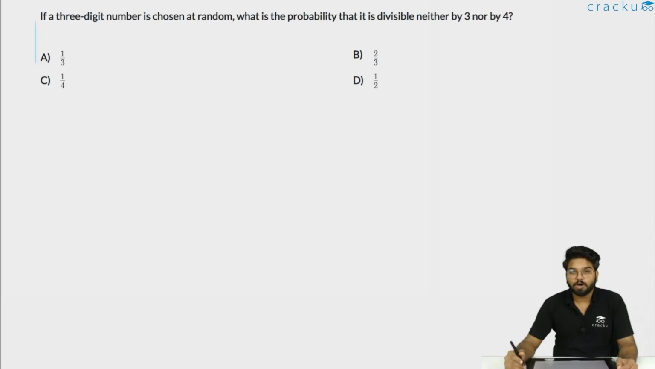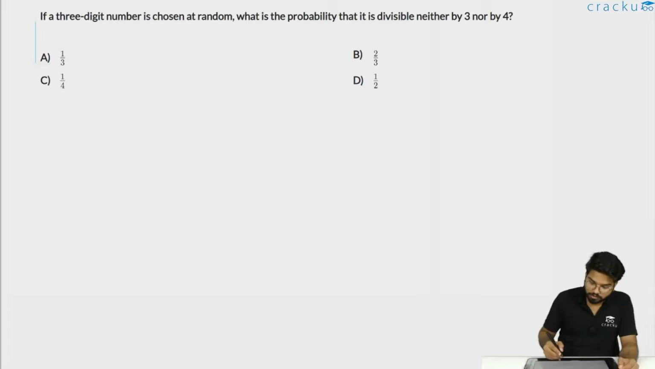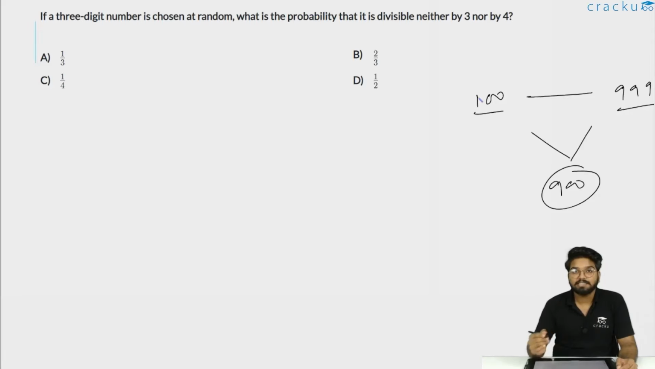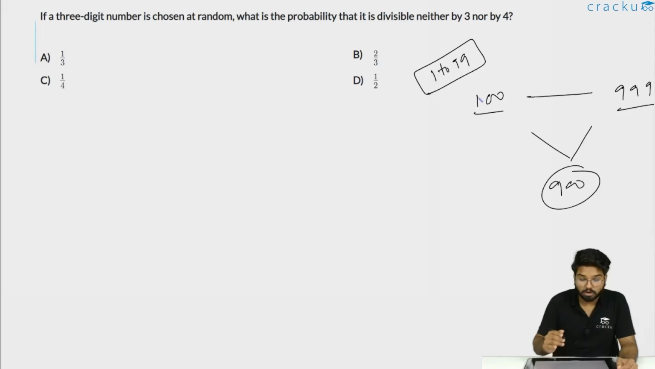Okay, so how many 3-digit numbers do we have? The 3-digit numbers start from 100 and go on till 999. So in total there are 900 numbers which are 3-digit numbers. 1 to 9 are 1-digit and 10 to 99 are 2-digit. If we remove these from 999, we get 900 numbers which are 3-digit numbers.